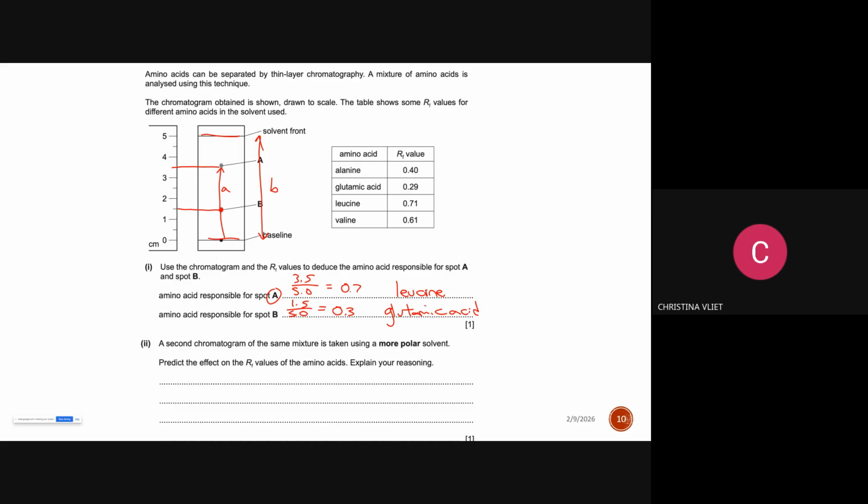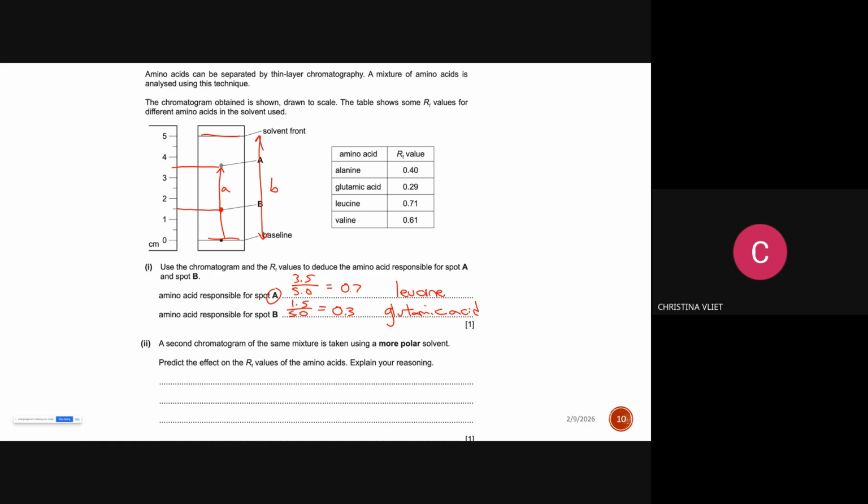A second chromatogram of the same mixture is taken using a more polar solvent. So the stationary phase remains the same, but the solvent is more polar, meaning the thing that's going to travel up is more polar. The mobile phase is more polar. What do you think the effect on the overall RF values would be? Would your A and B move more, or would they move less in a more polar solvent? Anybody have an idea? Issa, yeah, maybe they move less. What's your reasoning?